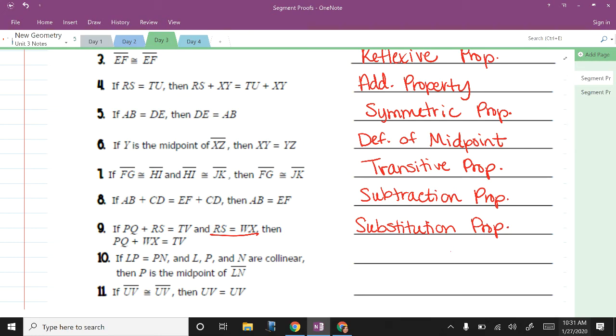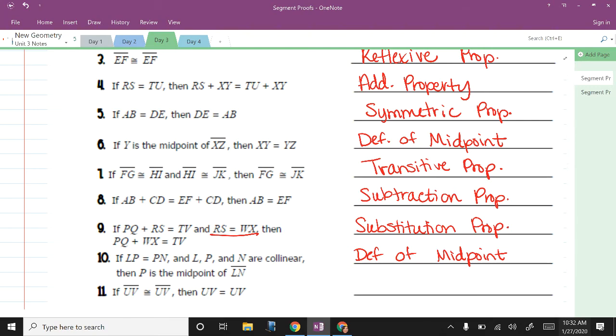Number 10, if the length of LP equals the length of PN, and L, P, and N are collinear, what does that mean? They're on the same line. Then P is the midpoint of LN. What says that? P is the midpoint of LN, so LP equals PN. Yes, definition of a midpoint. And like I said, that was one where the converse is also true. And yes, we use that twice, and that is okay.